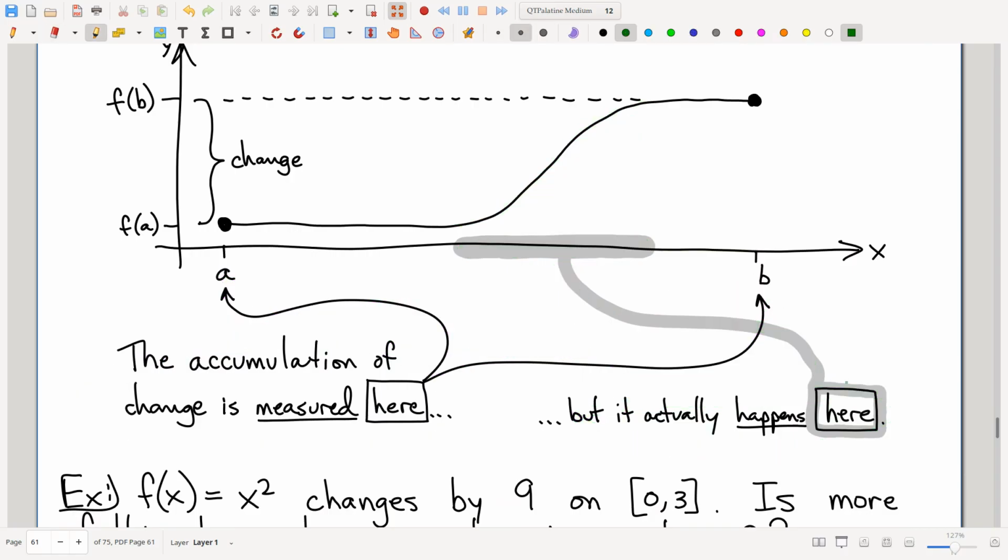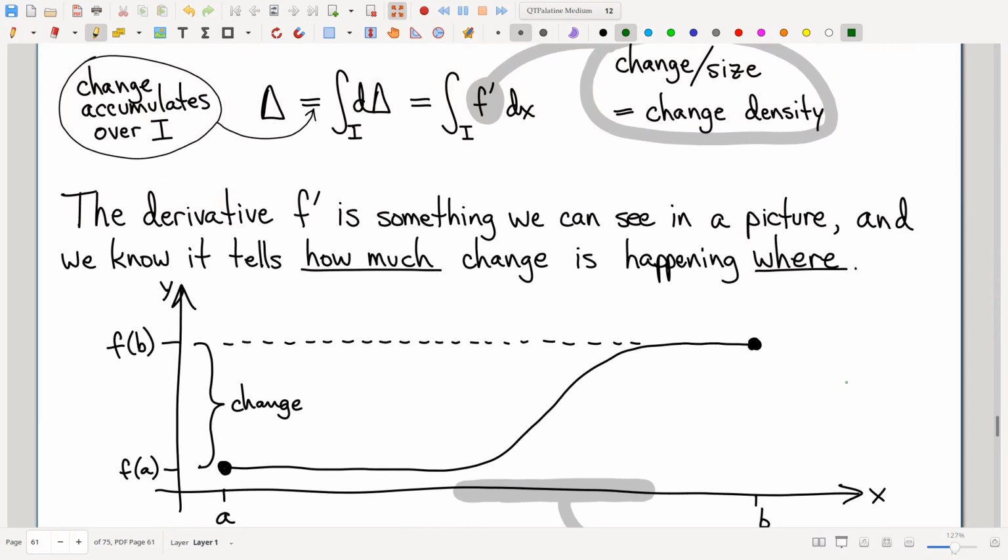Okay, here's the second nice thing about this, and that is that if we look at the derivative, here we go, f prime, I claim the derivative tells us not only that the function is changing in the interior, it tells us where and how much. So, for example, at a point like this, there's a lot of change happening. It's right there in the picture. Look how steep it is there. At this point, there's a lot of change happening.